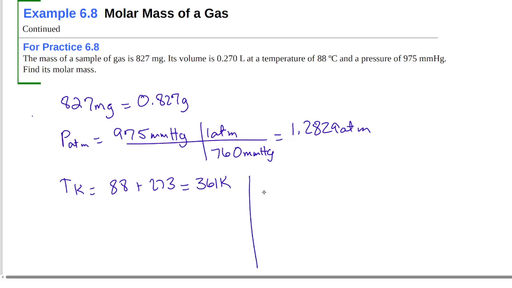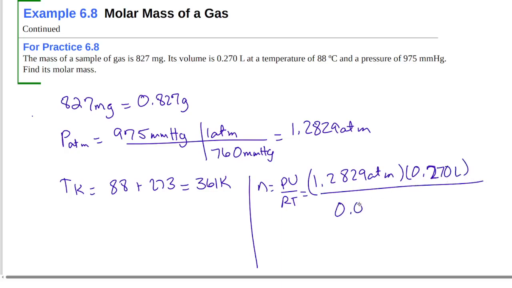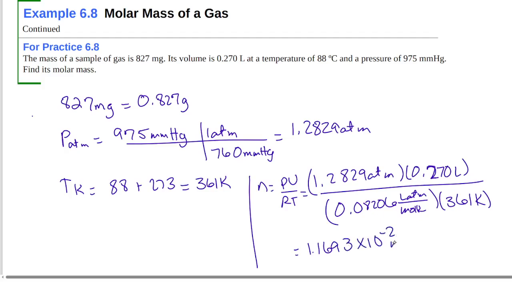so here we have n is equal to PV over RT. So that's equal to 1.2829 atmospheres times 0.270 liters divided by 0.08206 liters atmospheres per mole Kelvin, that's our gas law constant, times 361 Kelvin. Okay, so that's equal to 1.1693 times 10 to the minus 2 moles.